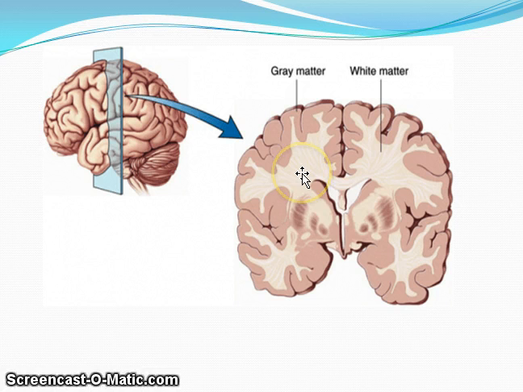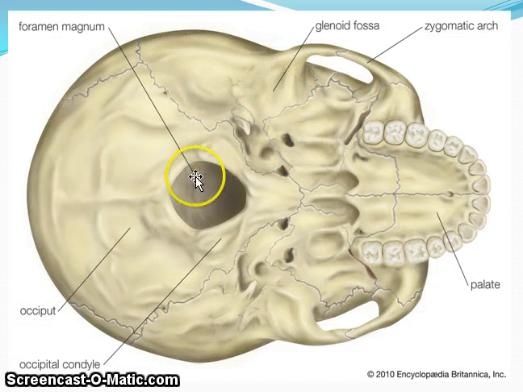So in brain, the gray matter is on the outer side and white matter is on the inner side. While in spinal cord, it is reverse. The white matter will be on the outer side and gray matter is on the inner side. Now this is the foramen magnum, through which the brain will continue as a spinal cord.